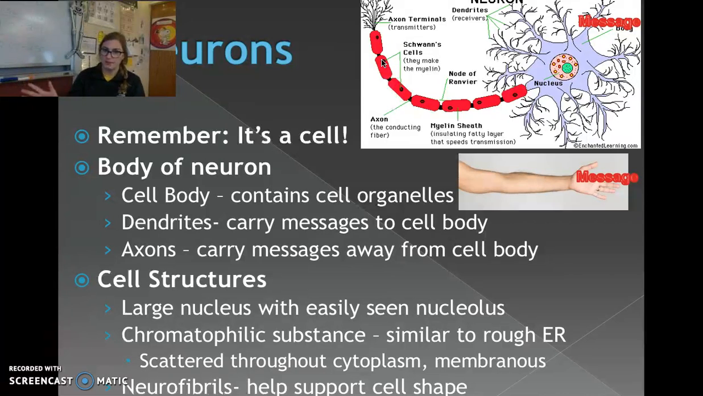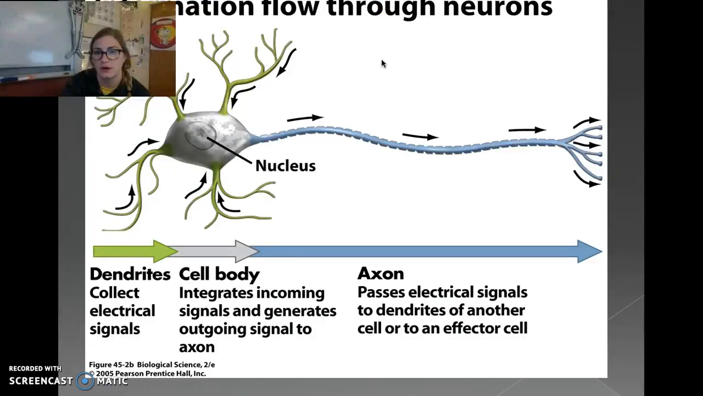So the cell body contains all the organelles. The dendrites are what pick up the information, and then the axons carry it away. You can think about the A's with away. I also like to think about reverse alphabetical order. It starts out with D, C, B, A. Dendrites, cell body, axon. So that message starts at the end and it moves all the way through. So dendrites, cell body, axon.